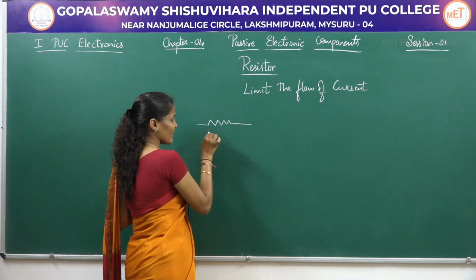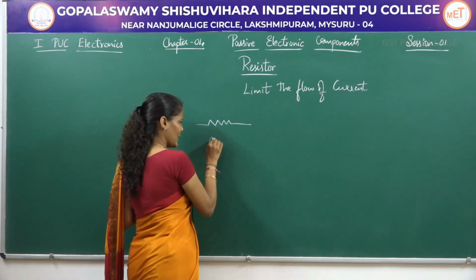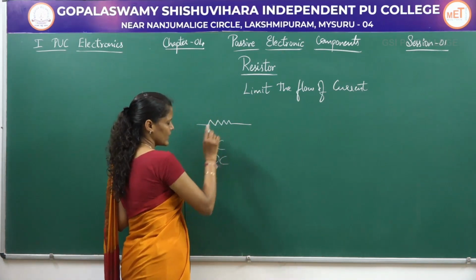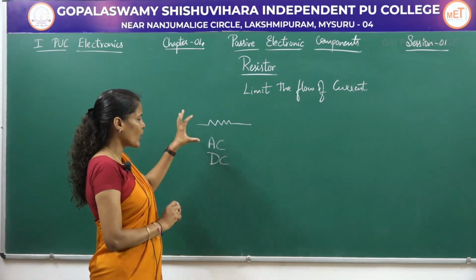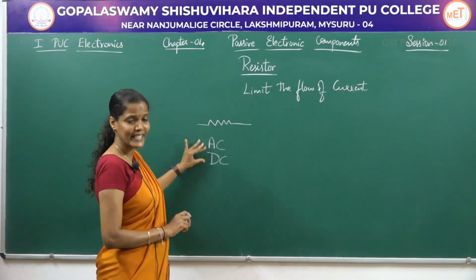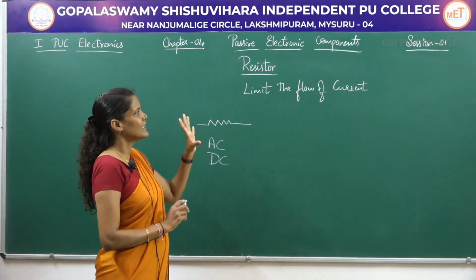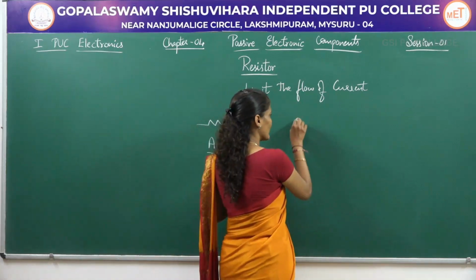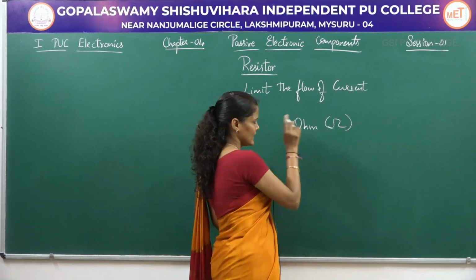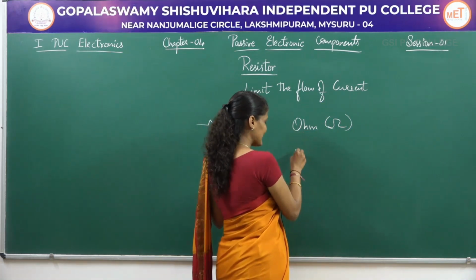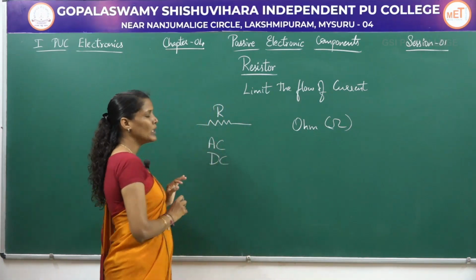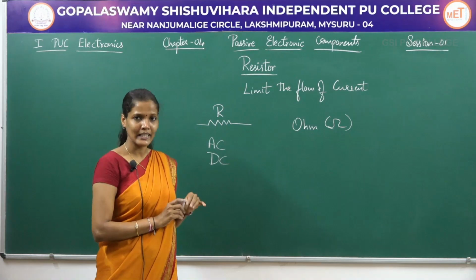It behaves in the same manner whether I give an AC across this resistor or I give a DC. That is, the property or the resistance offered by this resistor is same for AC as well as DC. And the unit for this resistance is ohm. Symbolically it is represented like this, ohm, and the resistor is pictorially represented in this, and the resistor will be denoted by the capital letter R.